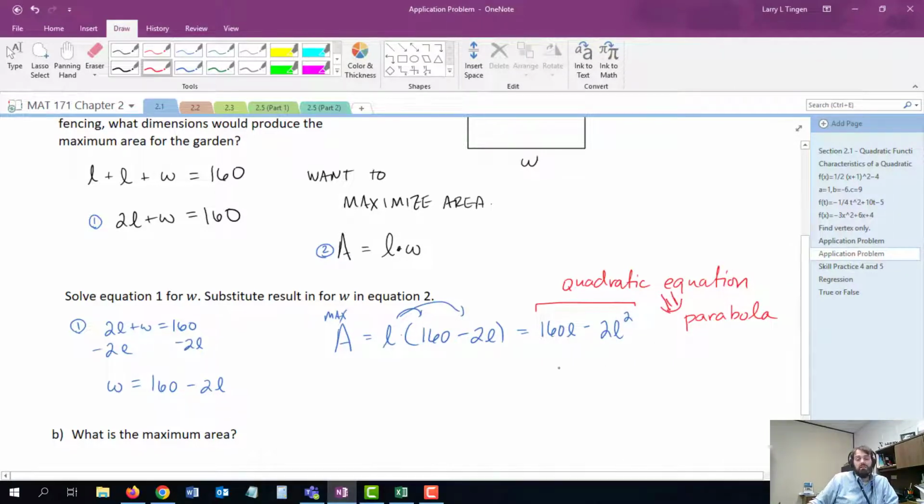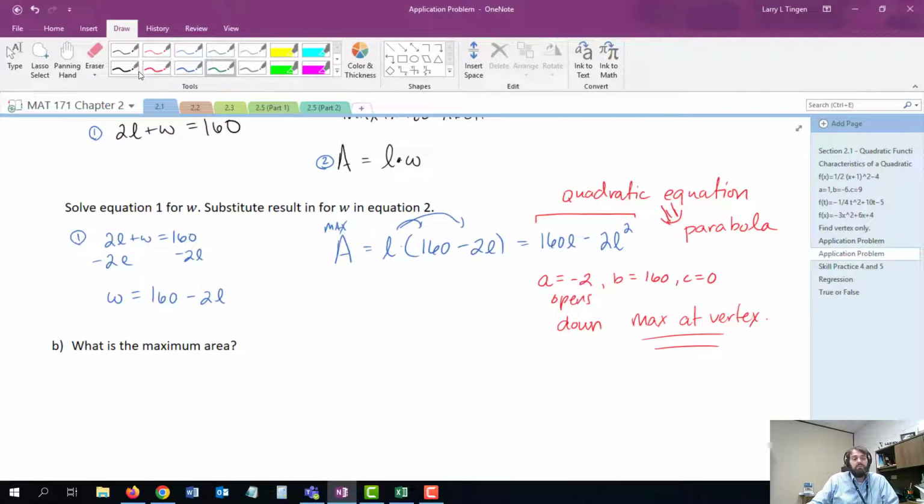Now, what is A? A for this quadratic equation is -2. B is 160. And C is 0 because it's just gone. All right? So my parabola opens down because A is -2. Since it opens down, that means I have a max at the vertex. So what do I need to do? I need to find the vertex.